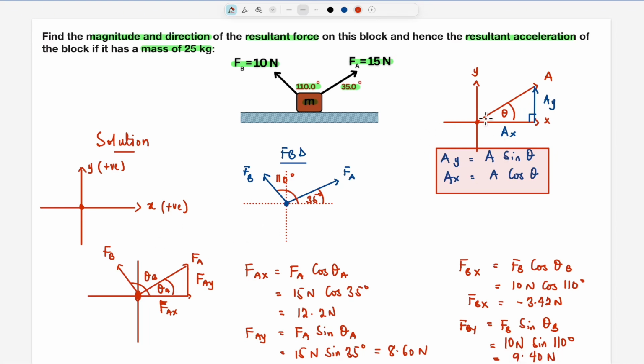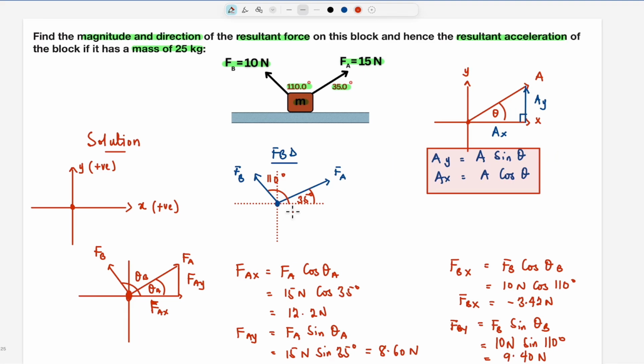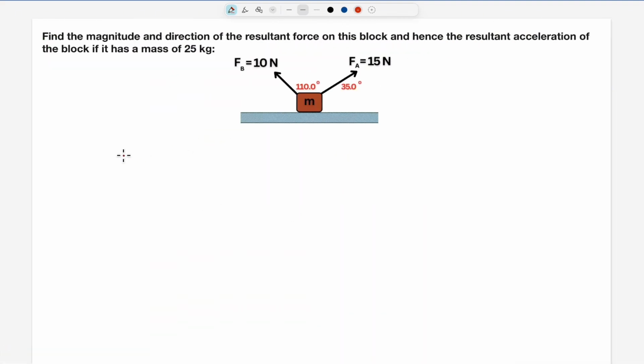So applying this force resolution, using AY, the component in the vertical direction, as A sine theta, and AX as A cosine theta, we are able to resolve each of these forces, FA and FB, into its respective X and Y components. Now we need to find the resultant force. In finding that, we need to add all the X components from both FA and FB, and in the same way we need to add all the Y components from both FA and FB. So let's see how to do that.